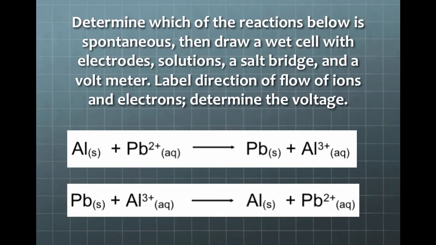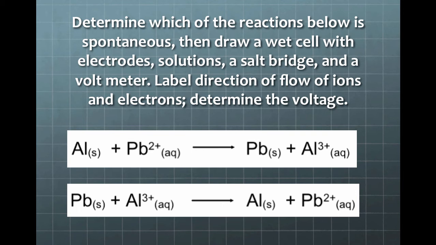Determine which of the reactions below is spontaneous. Then draw a wet cell with electrodes, solutions, a salt bridge, and a voltmeter. Label the direction of flow of ions and electrons. Determine the overall voltage. So here are our 2 possible reactions. Either aluminum could react with lead ions to produce lead and aluminum ions, or the reverse. Lead ions could react with aluminum ions, producing aluminum metal and lead ions.